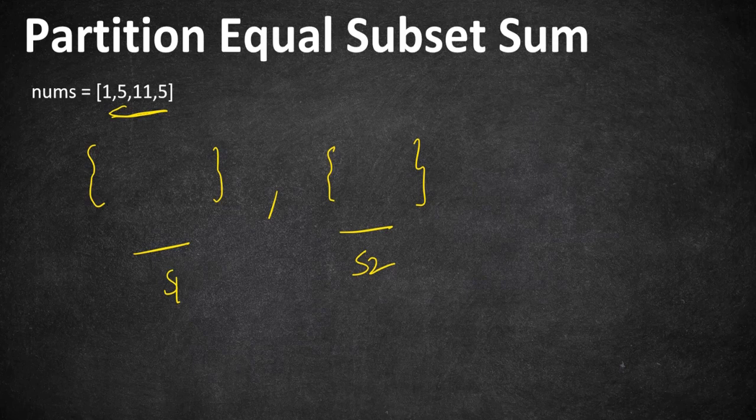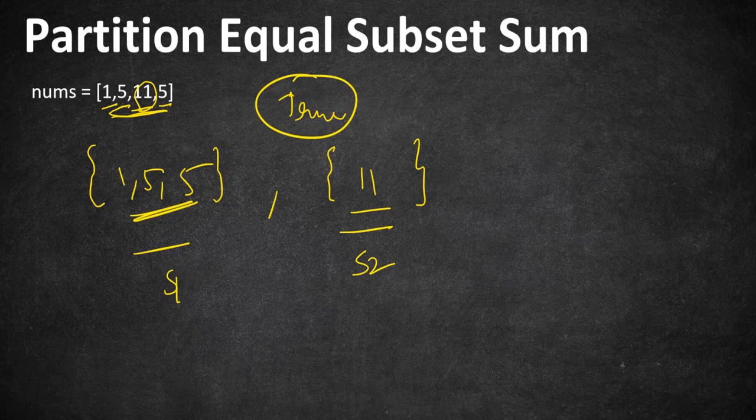So let's start with 1, 5, 11 and 5. 11 is the higher value out of all these four. So let's put 11 in the second subset and put 1, 5 and 5 in subset 1. The sum of subset 1 is 11 and the sum of subset 2 is also 11. So we can form two subsets with equal sums, and in that case, we are going to return true.